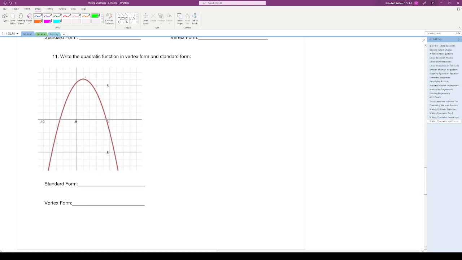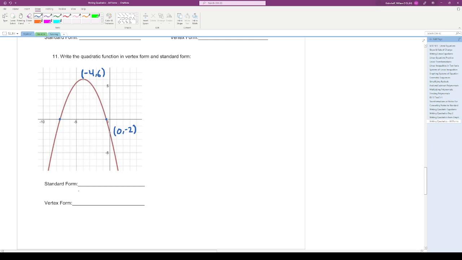Our vertex is at -4, 6. Our y-intercept is 0, -2. So we know that that's enough information to write everything, right? Like we can already do all the things from just that. And our zeros, in fact, look like they're at halves. So it looks like -7.5 and -0.5. I can't be sure it's exactly there, but that's what it looks like.